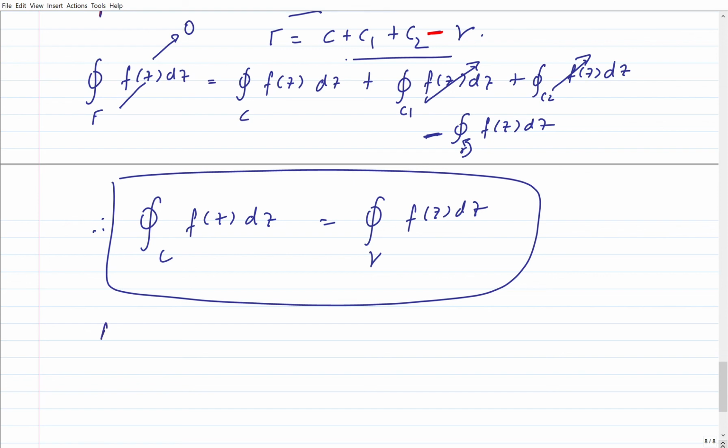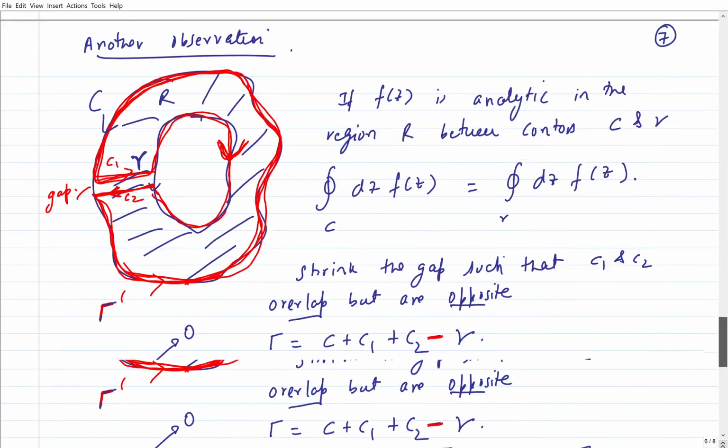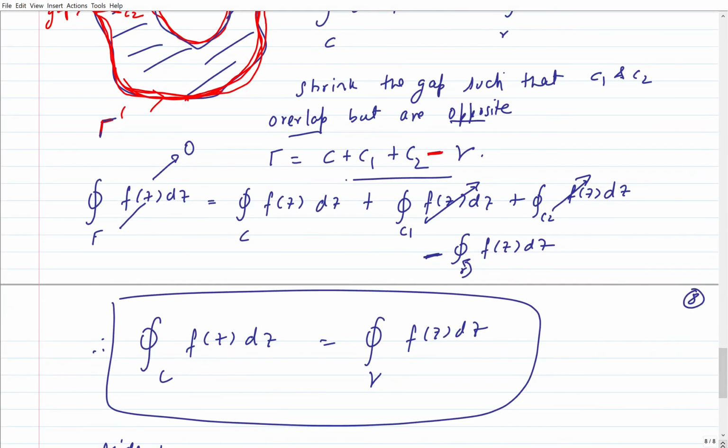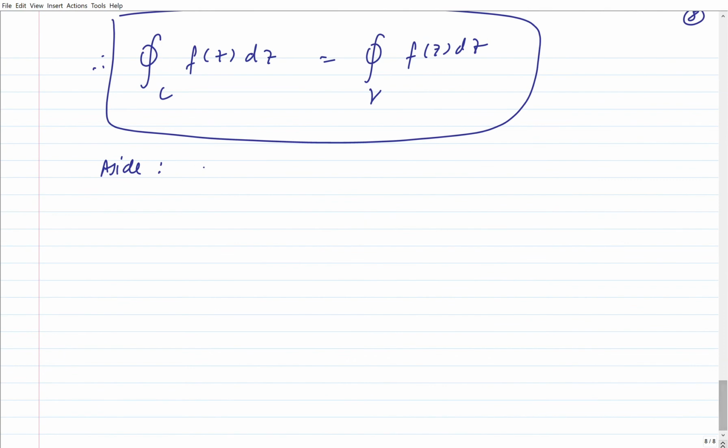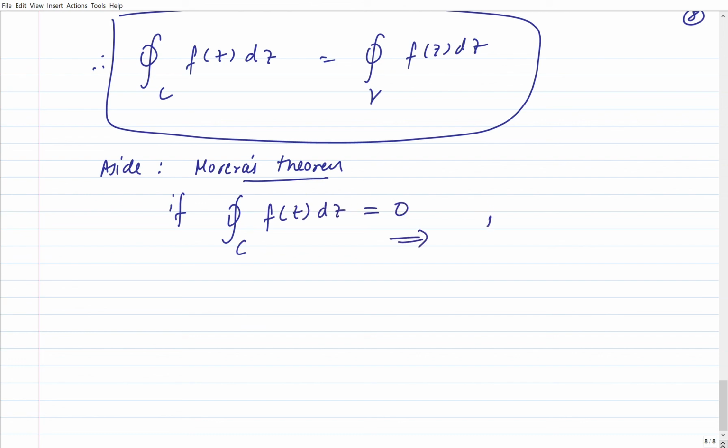And as an aside, there's another theorem. I might not be able to spell it right. It's called Morera's theorem, which simply says that, it's the converse of it, if the integral over the contour is zero, then f(z) is analytic in the region. We've already shown this way.